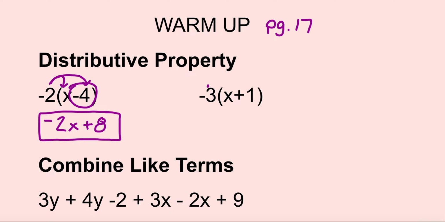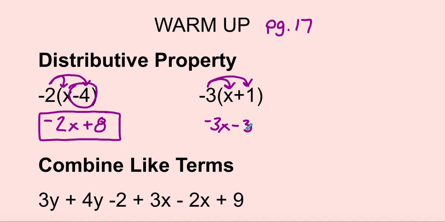The answer to this one, I'm going to take the -3 and distribute it over here. So I'm going to have -3 times x. This next one I need to distribute here. That's a +1. Negative times a positive is a negative. That is then going to give me a -3.